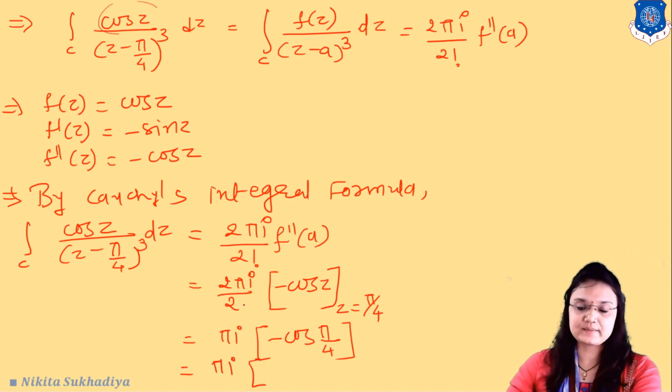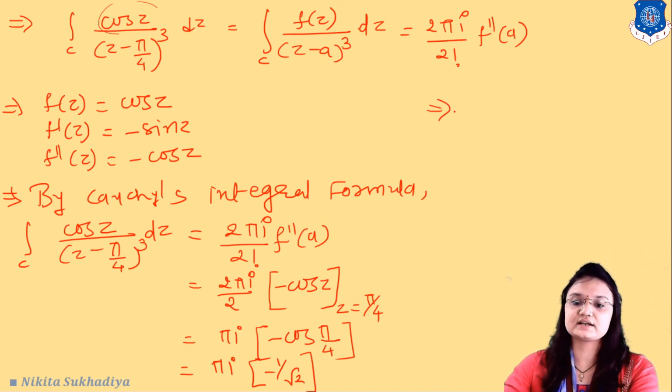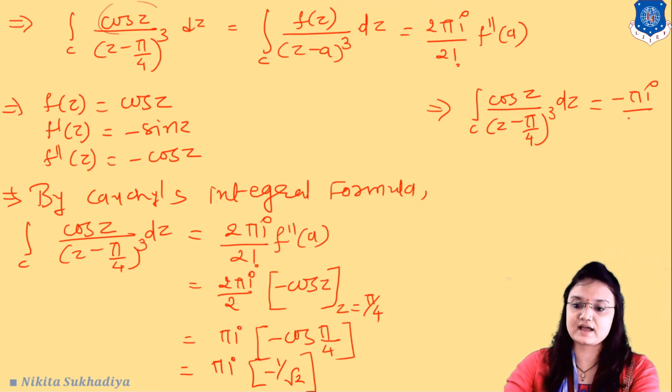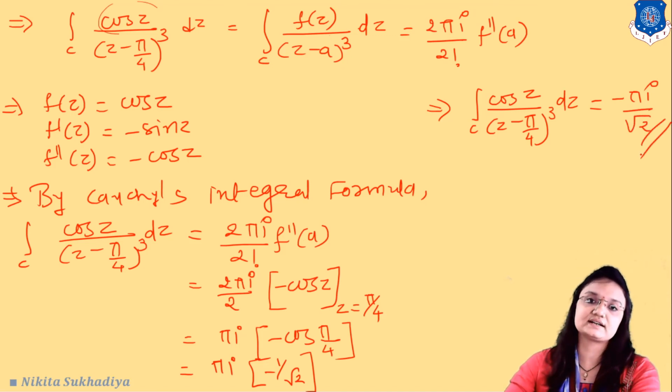Okay. So now we have here πi. And what is the answer for cos π/4? This is 1/√2. So here we have -1/√2. Okay. So now we have the final integral over C of cos z upon (z - π/4) raised to the whole cube dz equal to -πi/√2. This is our final answer.